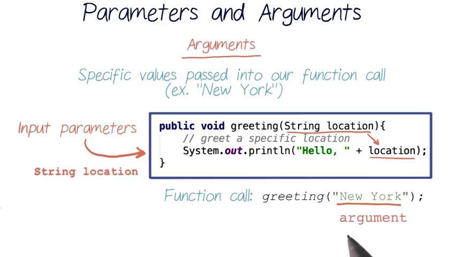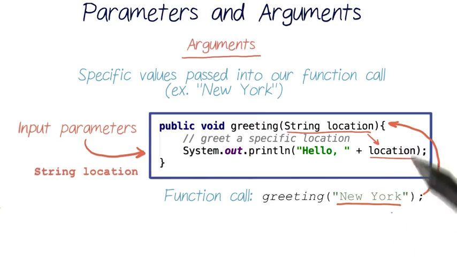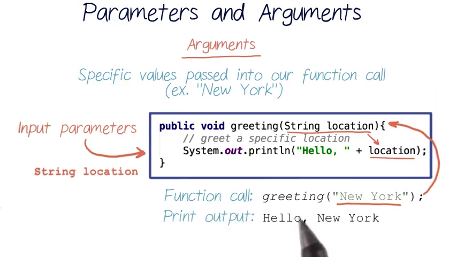When we call our function, our argument has to match the type of parameter we expect in our function. So in this case, New York has to be a string. Now if I put in the string New York as the argument in our function call, Java will look at our function definition and assign this value to our string location. And our function call will print out a greeting that's unique to this location, hello New York.